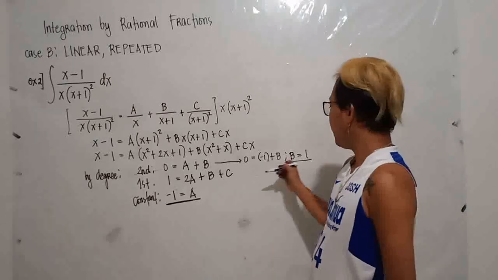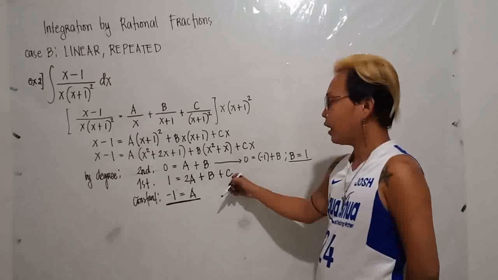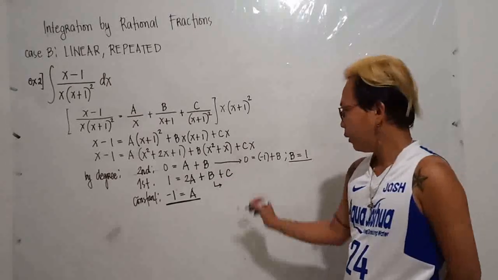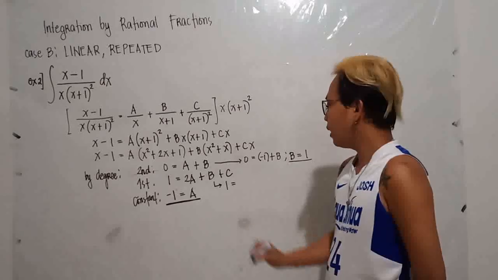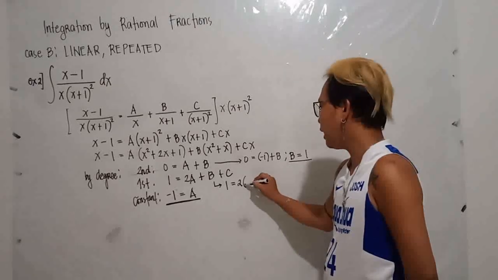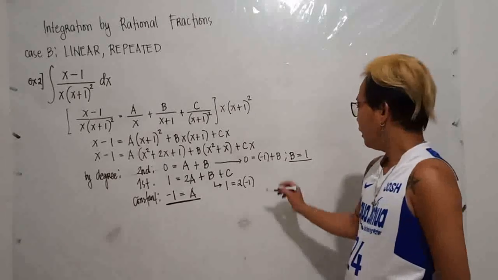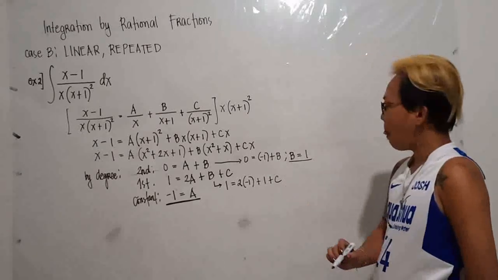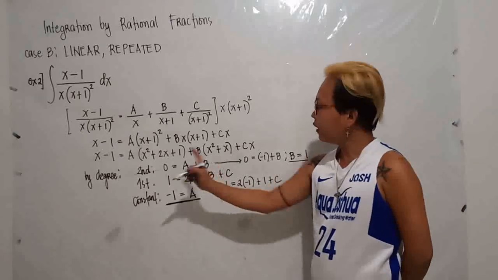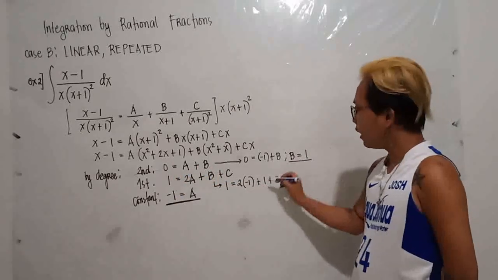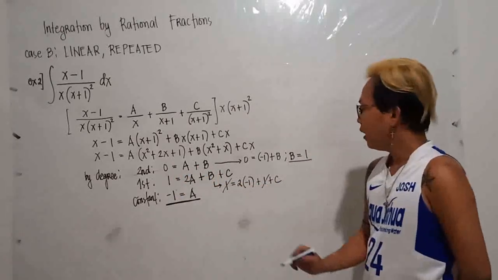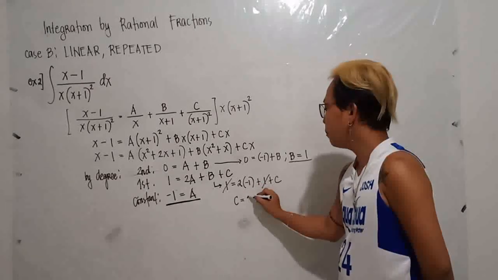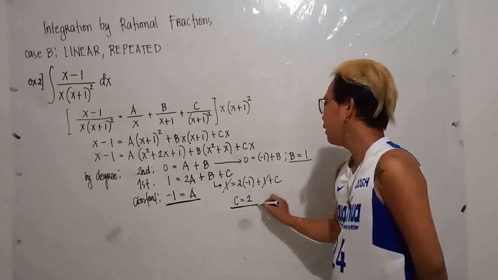Then, pwede natin gamitin si b and a para mahanap natin si c. You will now have 1 equals 2 multiplied to negative 1, then plus b, which is 1, then plus c. So, since you have 1 to the other side and 1 to this side, pwede makancel to. Then you will have negative 2. So, the value of c is positive 2.